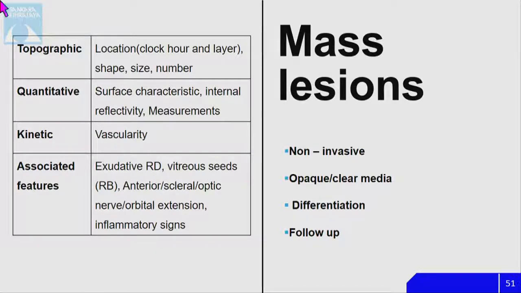The measurements should be taken from the apex of the tumor to the inner scleral surface, and they should be taken in a transverse basal and a longitudinal or vertical basal scan. In both the scans, the height or the thickness of the tumor should be measured, and each of these should be mentioned in the report. And associated RD or other features we have to mention. And vascularity: intrinsic vascularity is seen in melanoma, and that also we should make a note of.